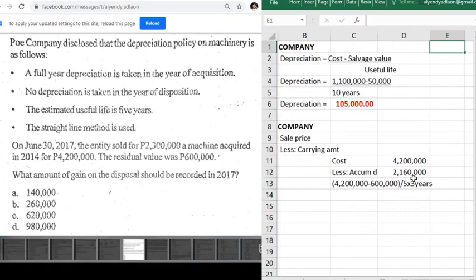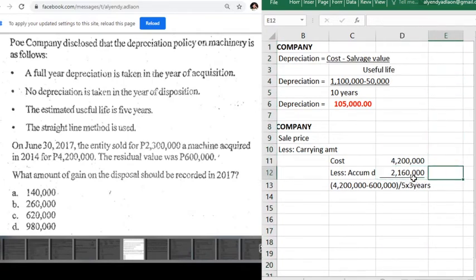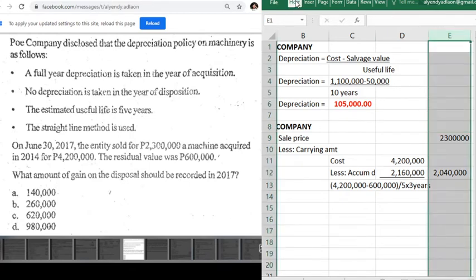Okay, so we can now get the carrying amount. So for the carrying amount, that is the cost minus the accumulated depreciation. So we have a carrying amount of 2,040,000. And of course, the sale price is 2,300,000. So sale price minus the carrying amount, that is the gain or loss on disposal.